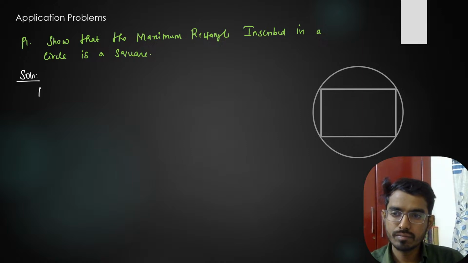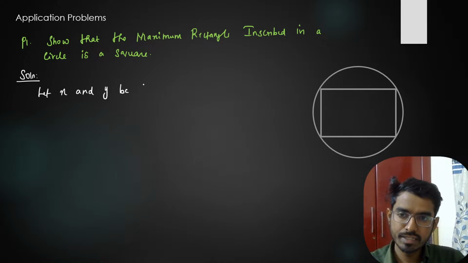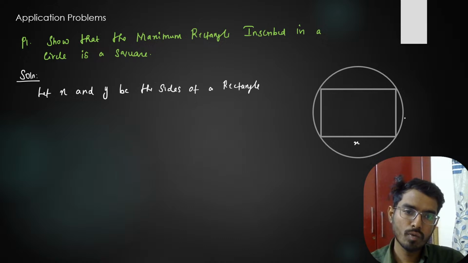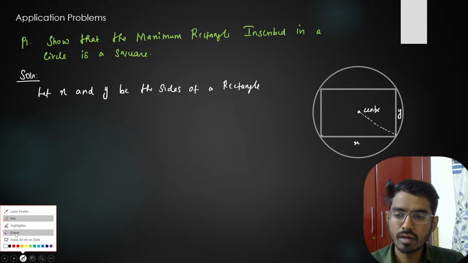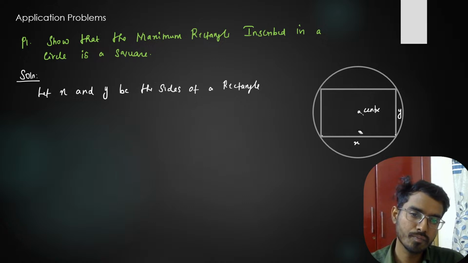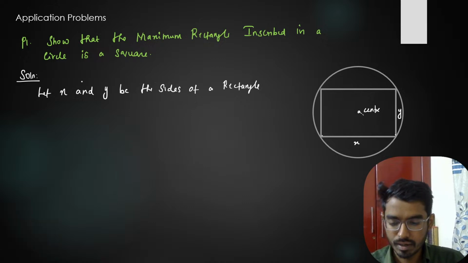Okay, so let x and y be the sides of a rectangle, right? Let us say we have a circle. This is our center, right? This is our center, and let us say a be the radius. Or else we'll keep it as diameter.